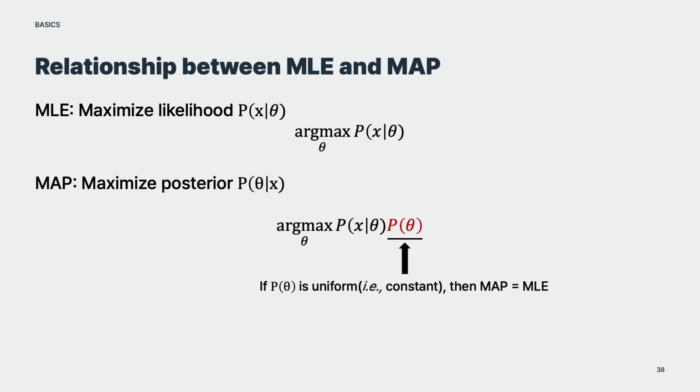What is the relationship between MLE and MAP? If we carefully examine the formulas for MLE and MAP, we can see that when the prior term p of theta is a uniform distribution, it becomes a constant with respect to theta. In that case, MAP becomes equivalent to MLE because both are maximizing the same likelihood term.